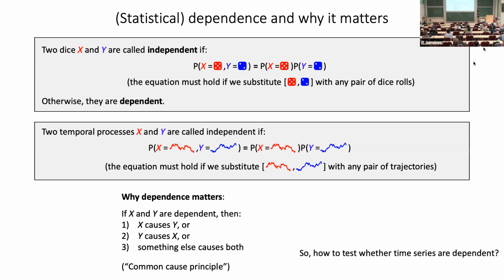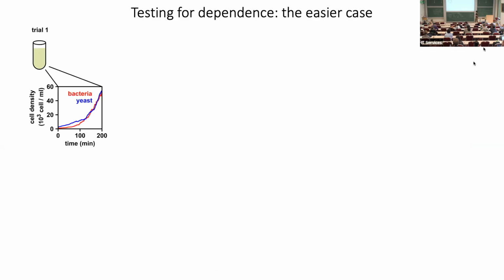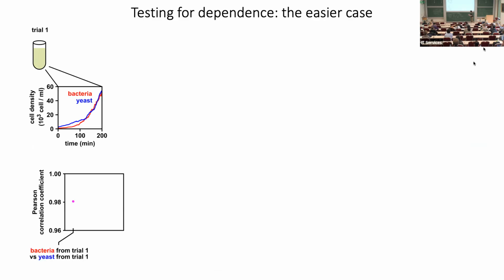Okay, so then how do we test whether our time series are dependent? We have this fancy new word now, right? So again, starting simple and then ramping up. Imagine I have a test tube. This is just a thought experiment. These aren't real data. And I'm growing bacteria and I'm growing yeast in this test tube. And I want to know, are they dependent? Well, I can take their Pearson correlation coefficient. And I see this very impressive 0.98. Okay, great. But does that indicate dependence?